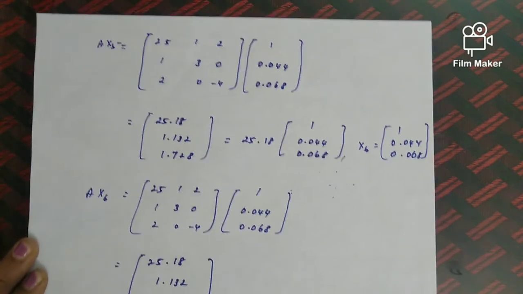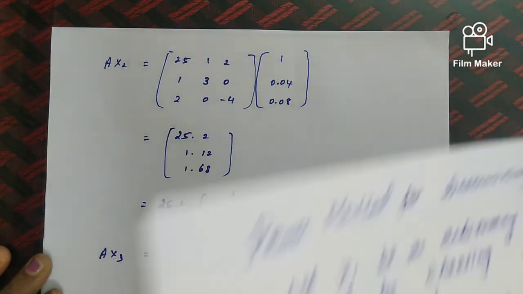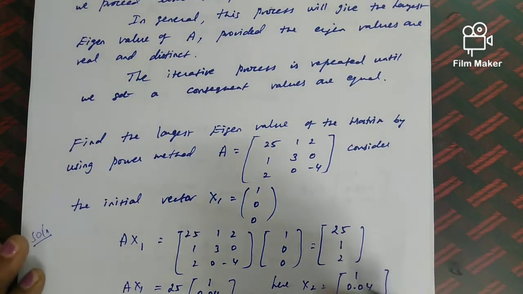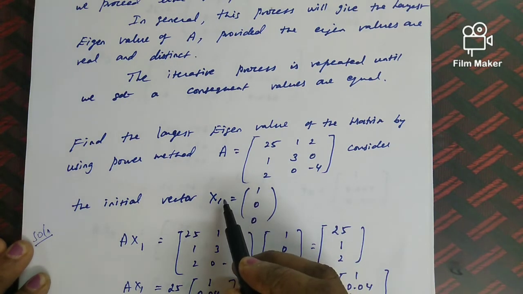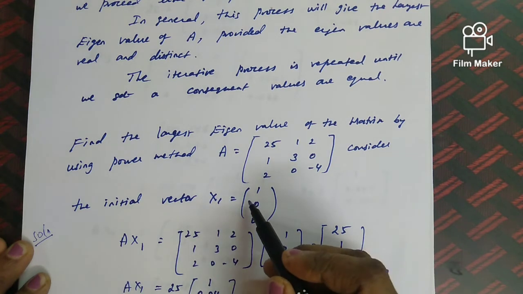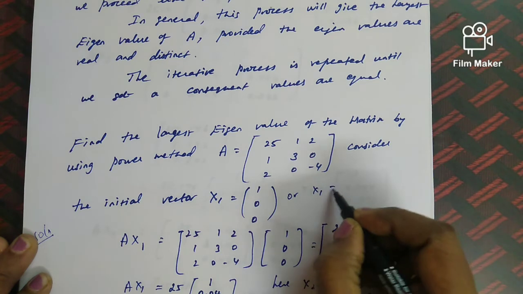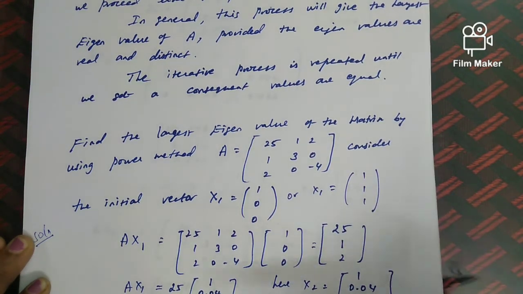So what is the power method? Under the power method, how do we find the eigenvalue for the given matrix? First we have to form Ax1 for the given matrix A with x1. x1 is the initial vector. If it is given in the question, we can take what is given, or otherwise we can take 1, 0, 0, or you can take x1 as 1, 1, 1 also. Okay, it doesn't matter.